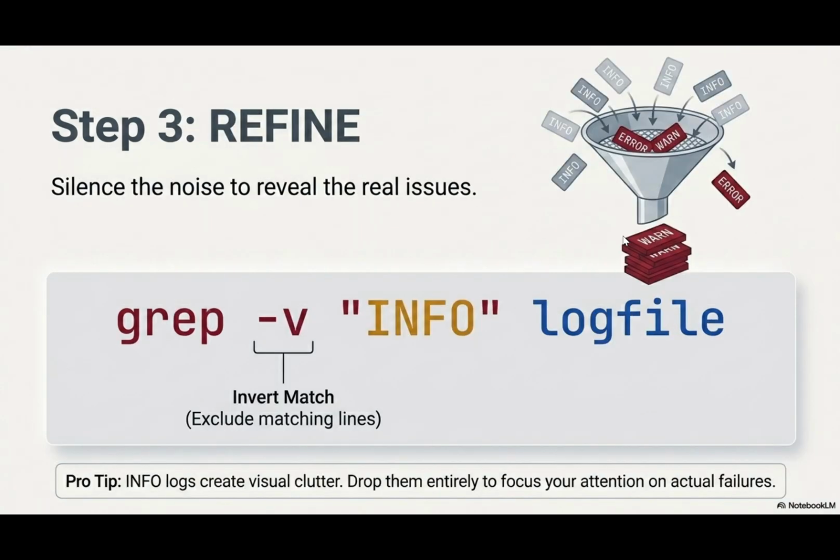And the next step is to refine, which means grep -v info log file. As we all know, there are many lines of info in the logs. So what can we do here? We can use -v. Yes, this one is very useful here. With this, it will show all the lines except the info, which will reduce the noise.